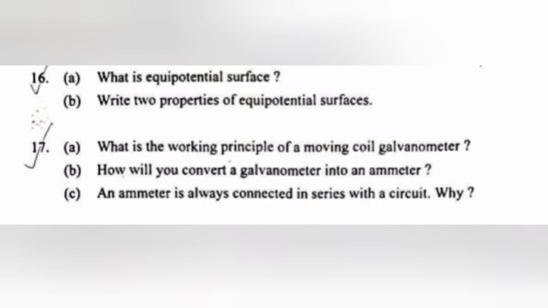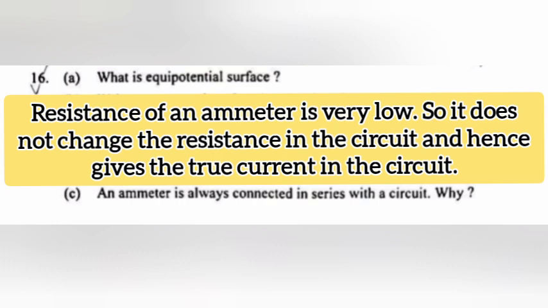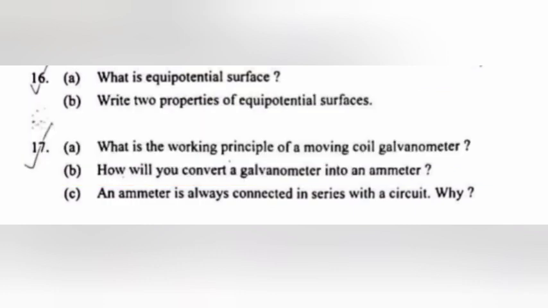C. An ammeter is always connected in series with a circuit. Why? Answer. An ammeter is a low resistance instrument. So, it does not change the resistance in the circuit and hence gives the true current in the circuit.